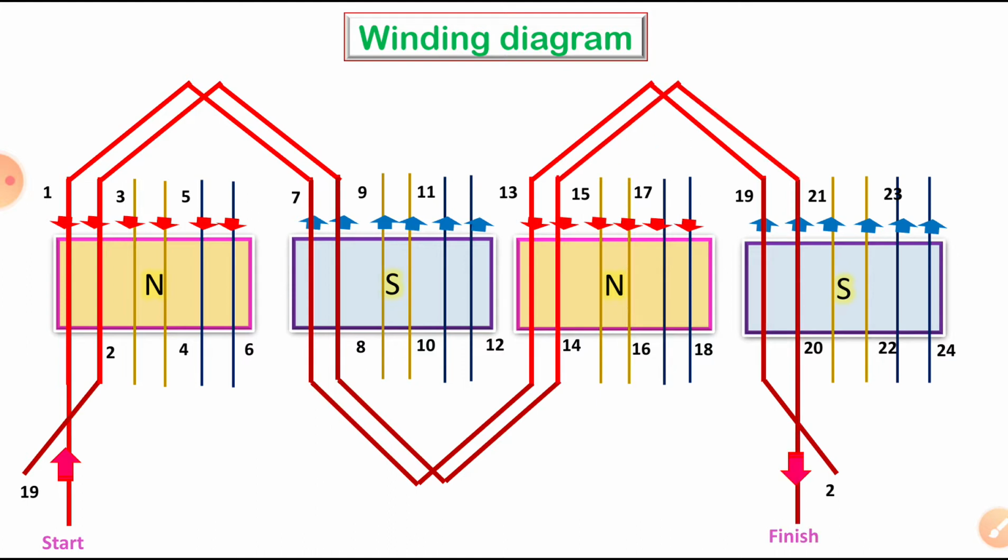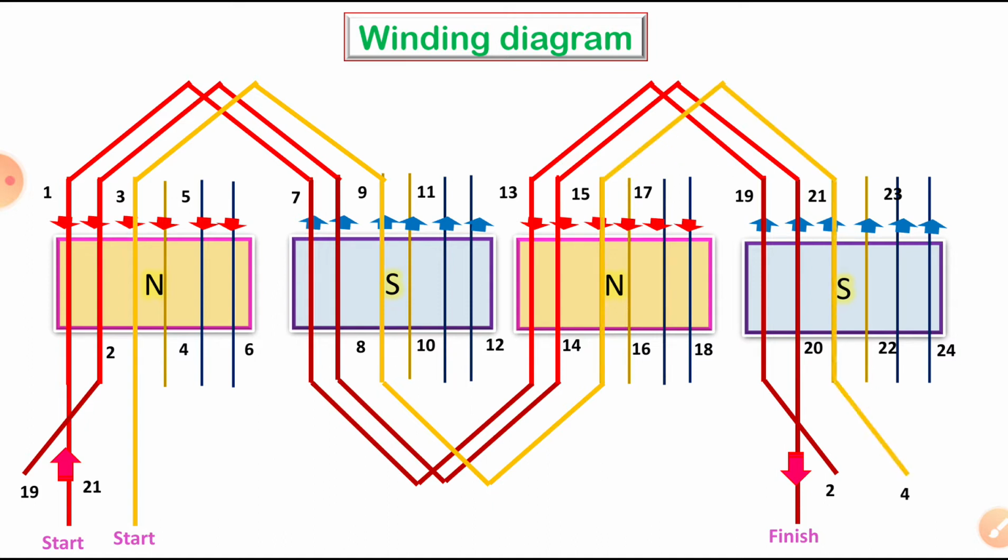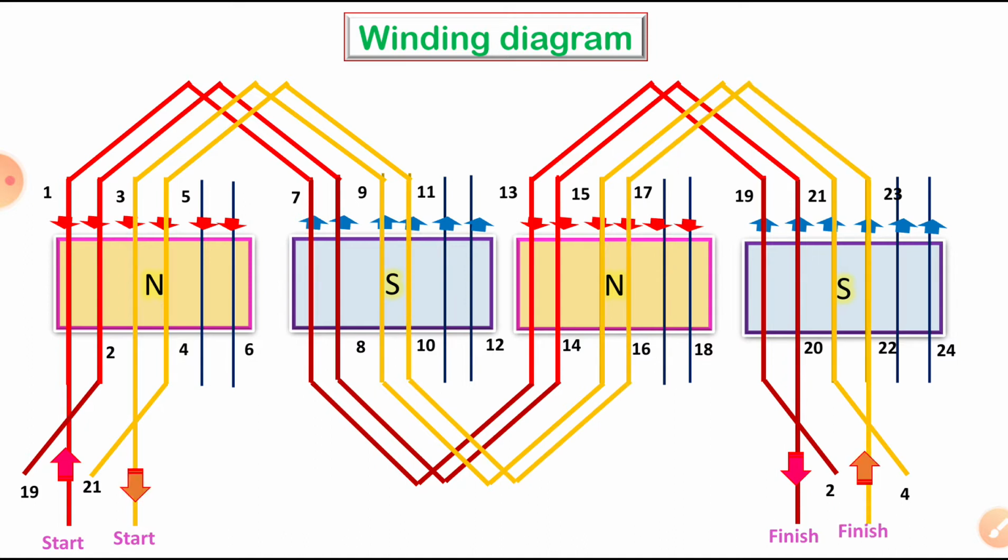Now coming to the phase 3, that is starting from the third slot. Third plus 6 is 9, 9 plus 6 is equal to 15, 15 plus 6 is 21, 21 plus 7 is equal to 4th. Okay, you have to connect the 4th, this is the 4th. Enter the 4th, 4 plus 6 is 10, 10 plus 6 is 16, and 16 plus 6 is equal to 22. That 22 is the finishing conductor.